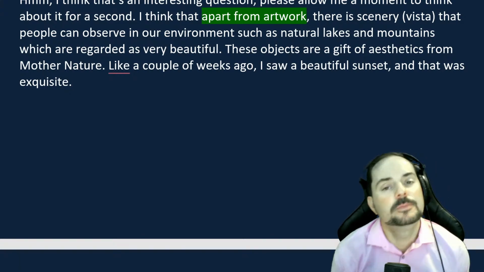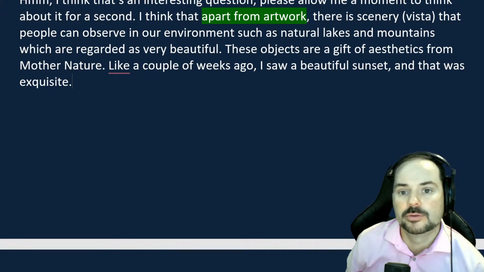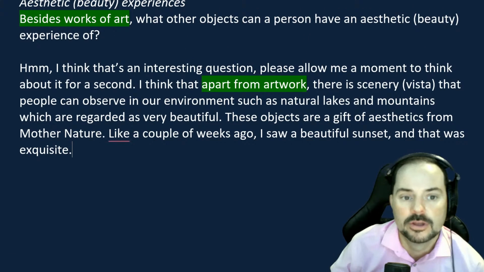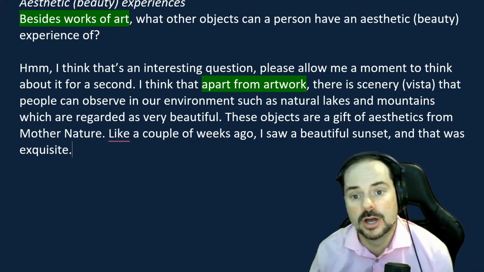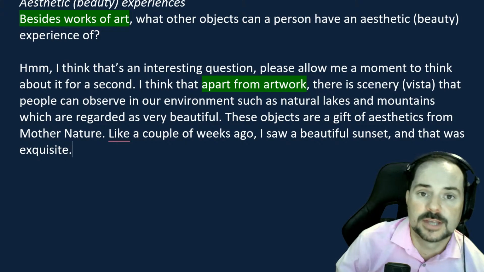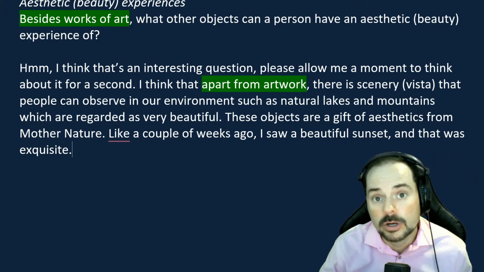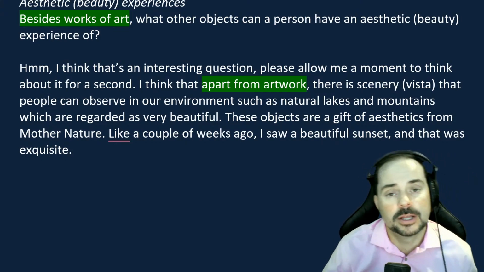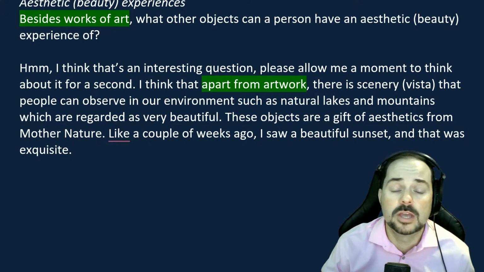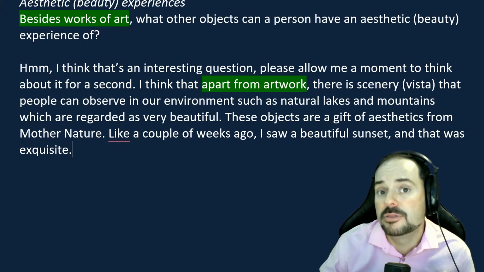Very nice. That would be a band 9. Okay, that's a band 9 response to this question of, besides works of art, what other objects can a person have an aesthetic experience of? And you really gave me a very clear answer now, right? You gave an answer, you explained it, and you gave an example that made me empathetic to you.